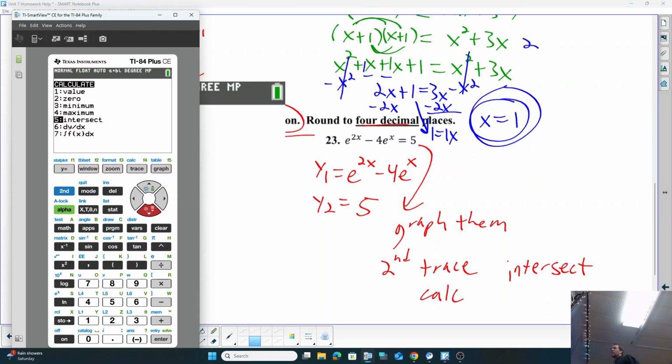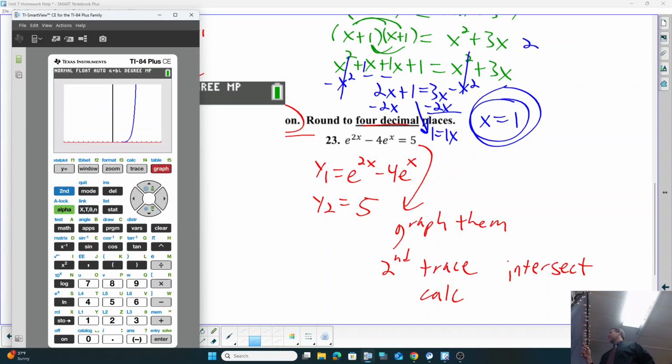So let's do it. You're going to go to y equals, and plug in the equation. So we're going to go second e to the 2x power, right arrow, minus 4 times e to the x. There's going to be one of these on the test. You better watch out. You got to know how to graph these crazy functions. So that's the left side. Then we go down and type in the right side. Wherever they intersect is the answer. So we're going to graph them.